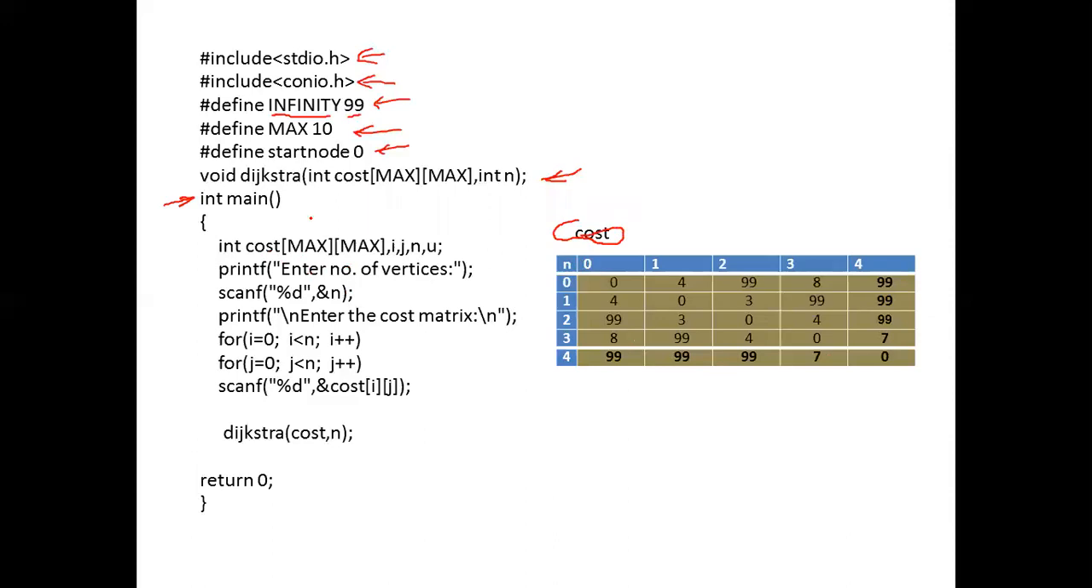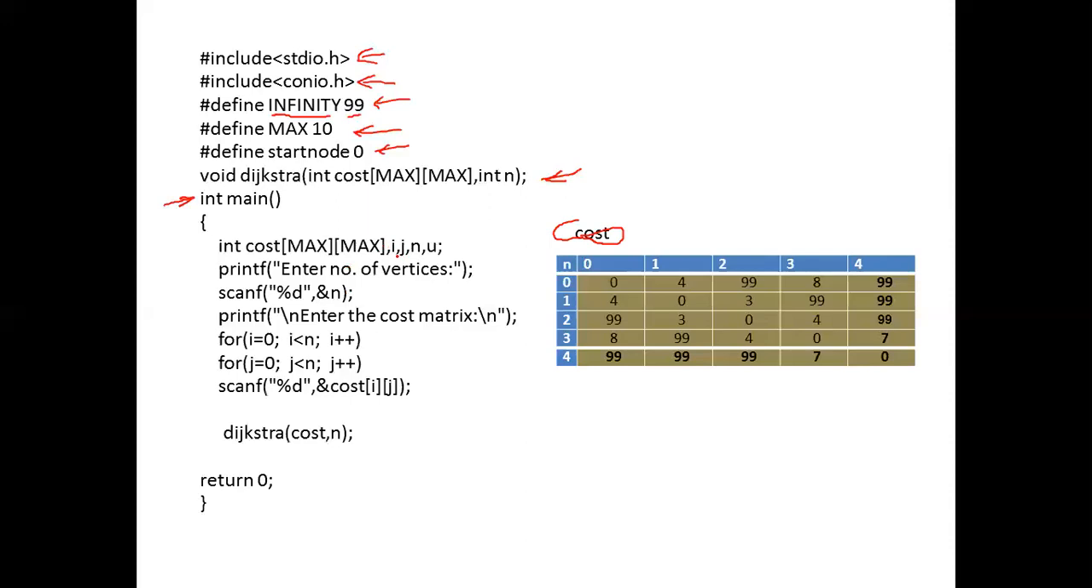What is it going to do? It is going to preserve max, meaning 10. 10 by 10. Totally it will become 100 memory locations. 10 rows, 10 columns. So it will become 100 memory locations. What you can understand is that this program will execute for a maximum of 10 nodes. Not more than that. There is a limitation.